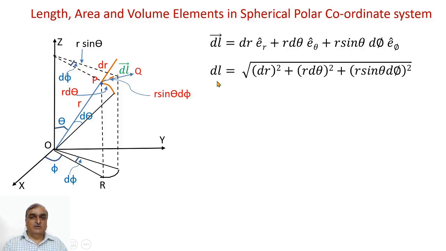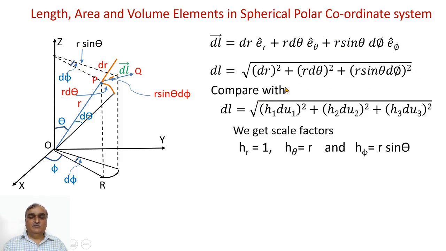And its magnitude, dl, is equal to the square root of the magnitude of this component, dr square. Magnitude of this component is r d theta, therefore r d theta square. Magnitude of this component is r sin theta d phi, so r sin theta d phi square. This is the length element in the spherical polar coordinate system.